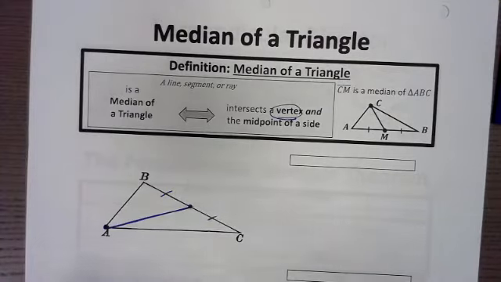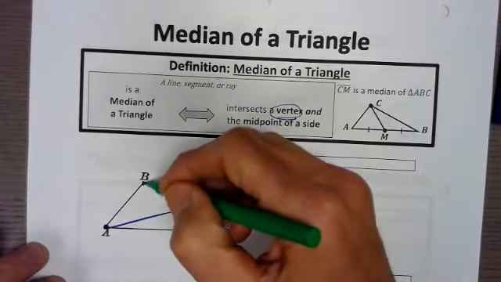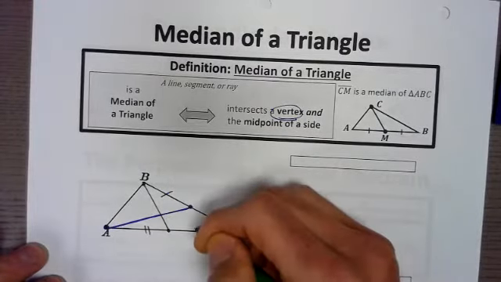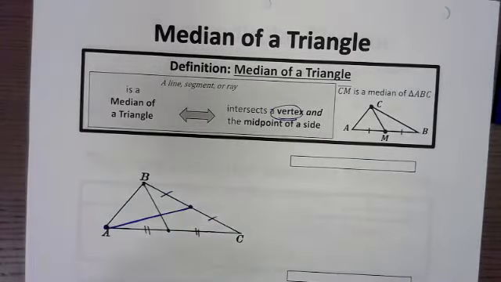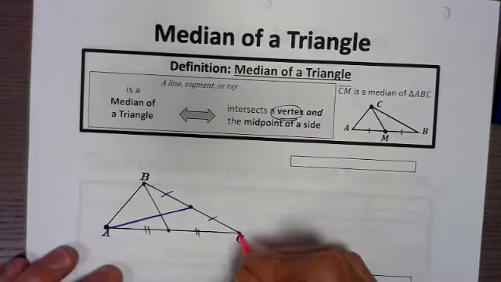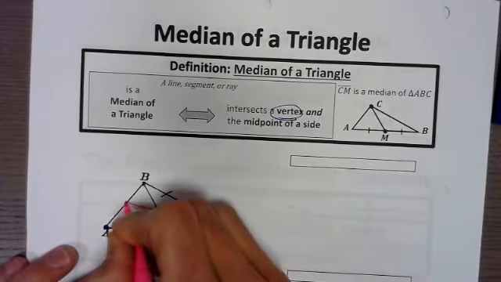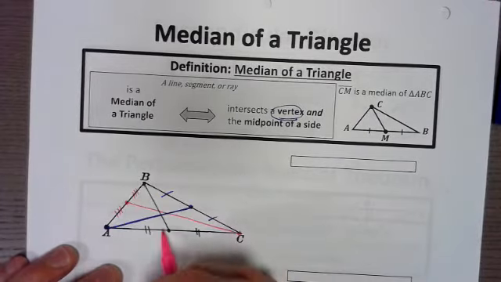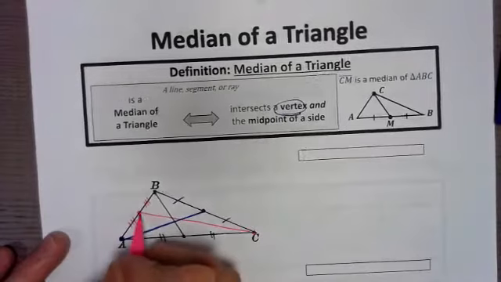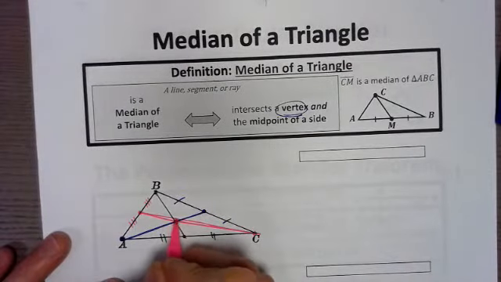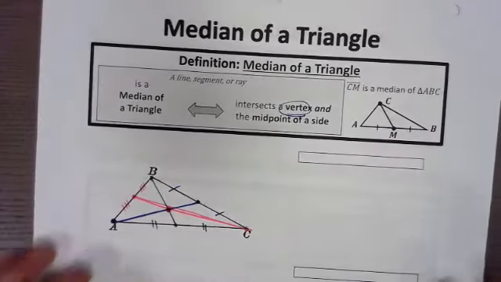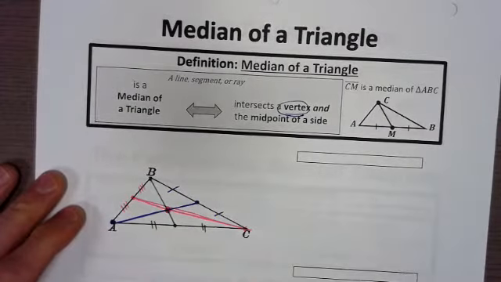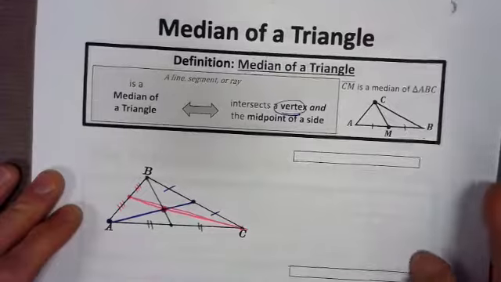We have in this triangle three different medians. So we can go from B all the way down here to the middle of AC, and then we can also go from C all the way across to the midpoint of AB. And I didn't draw that line accurately. In fact, all of the medians do intersect at the same point, okay? All right, so that's gonna be our median of a triangle.